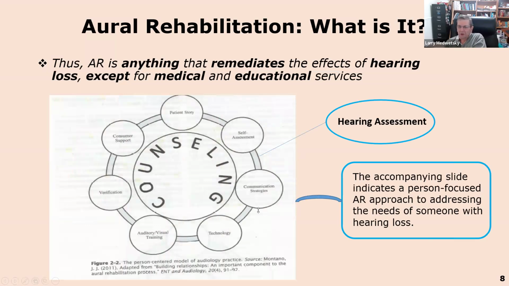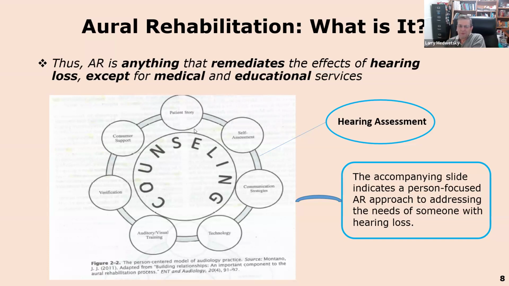So here is a little graphic that I'll go into more detail over time, that was developed in 2011 and came from an article. And so the heart of audiologic rehabilitation is the counseling aspect. That is, counseling in this case has many aspects, but it basically means working with a client or an individual and focusing on that client.